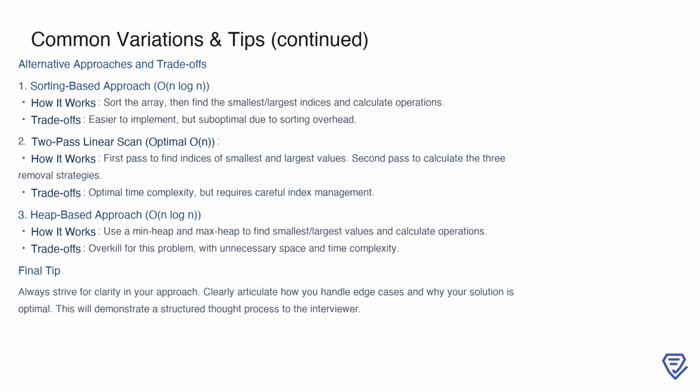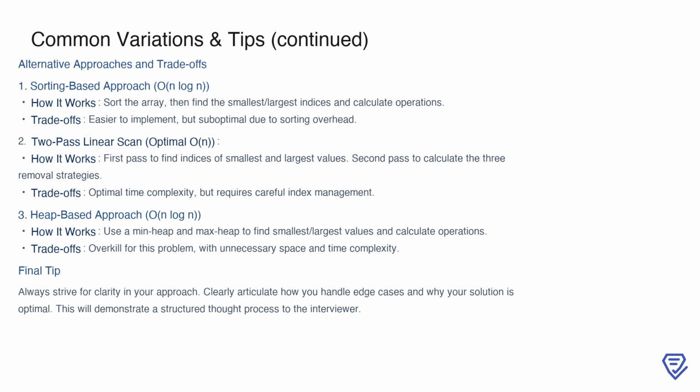A better approach is the two-pass linear scan, which operates in O(n). Here, you use the first pass to find the indices of the smallest and largest values, and the second pass to evaluate the three removal strategies. This method is both efficient and effective, but it requires careful management of indices to avoid errors.